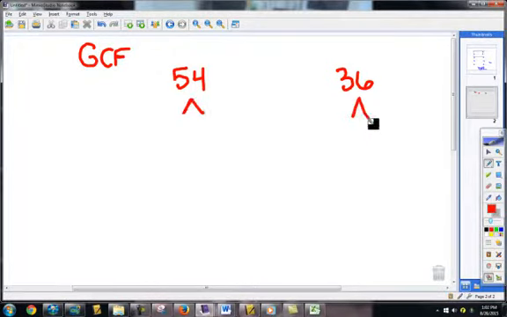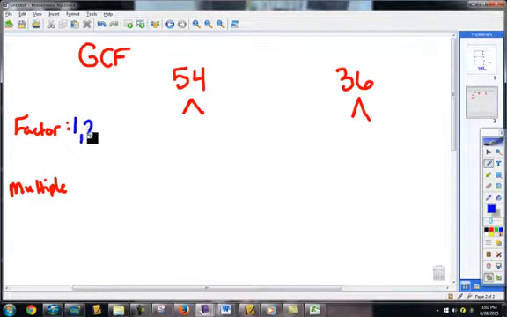Keep in mind, we've got to know the difference between a factor and a multiple. I keep stressing that because some of you do not know the difference right now. If I asked you for the factors of 54, that would be the number 1, because 1 times 54. The number 2, because it's even, so 2 times something gives me 54, and so on. The factors are the pieces that multiply together to give me 54.